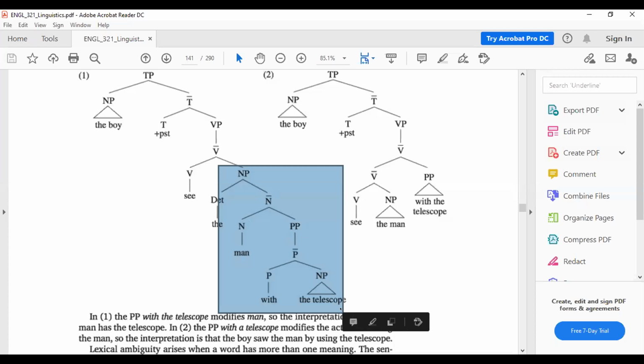So what's the meaning according to this sentence? Who can tell me? Yes, Doctor. Is anyone going to answer? Ahmad or who? Basil or Soura, go ahead. The man who is holding the telescope. So here, with the telescope modifies man. So the man has or had the telescope.